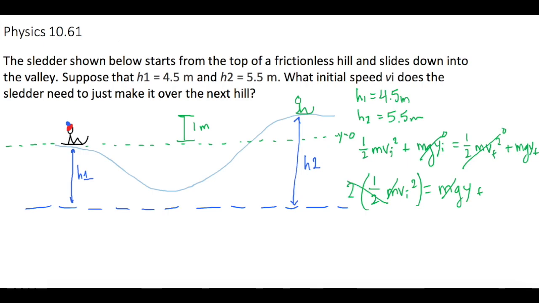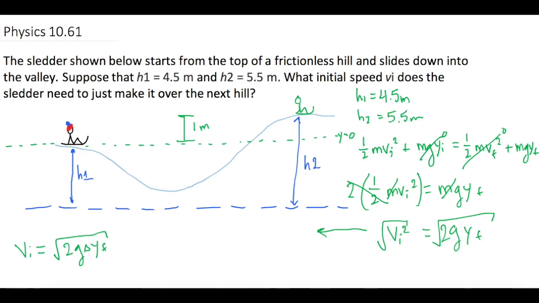So that goes away, and we have v initial squared is equal to 2 g times delta y final. We want to get rid of the squared, so we square root both sides. Actually, I'm going to leave it just so we can see every step that we did. So I'm going to rewrite it over there. v initial is equal to the square root of 2 g delta y final. Square root that puppy. Okay, so let's plug it in.